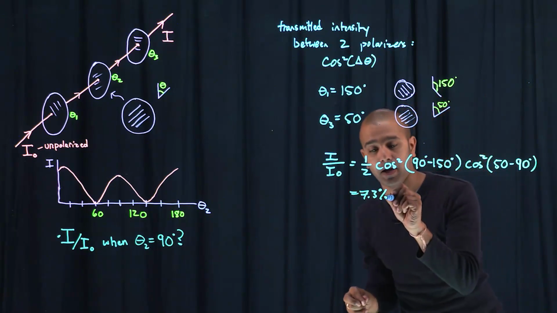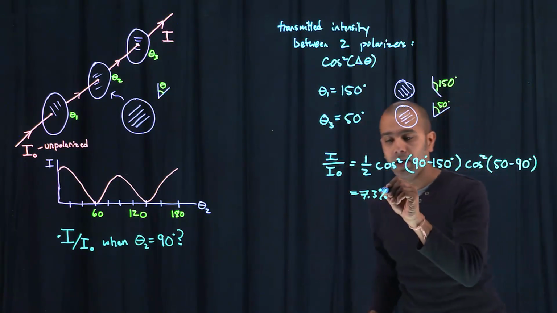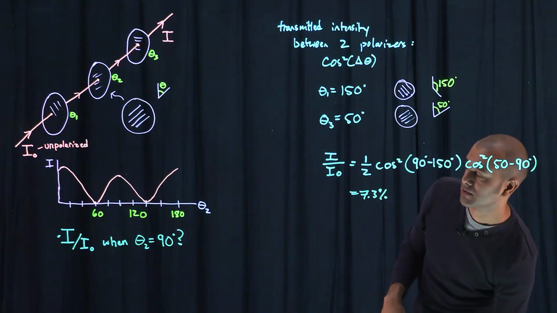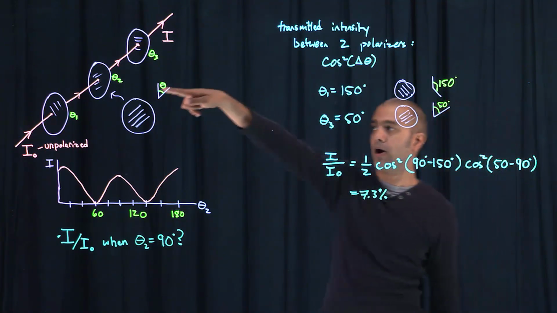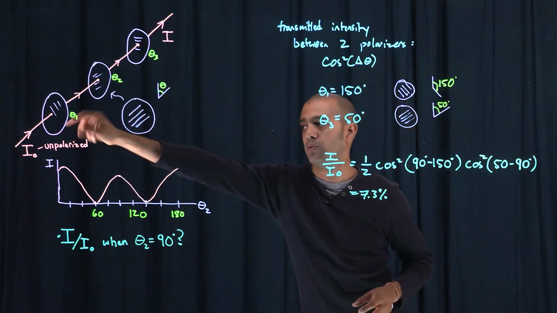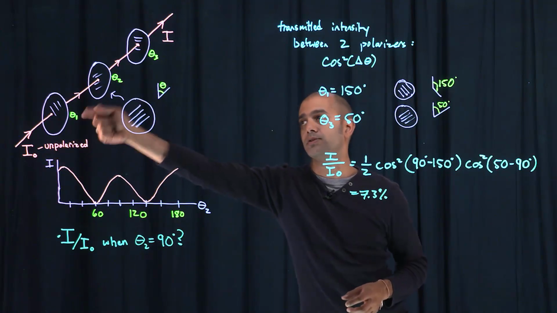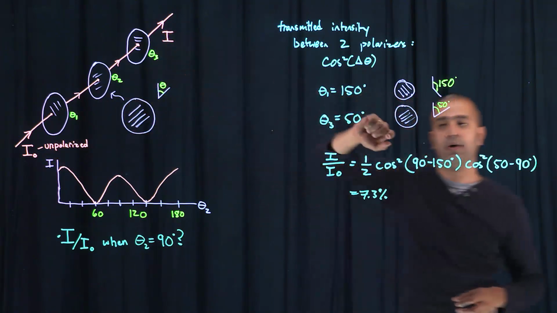So a lot of it does get cut out at each polarizer. And the final light coming through is not only a fraction of what was originally transmitted through the first polarizer, but it's also all going to be polarized in a particular direction.